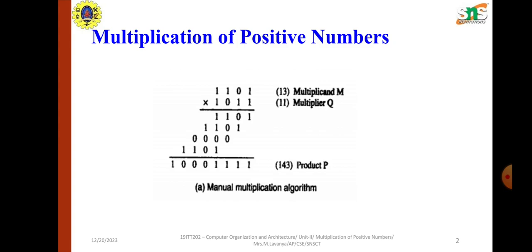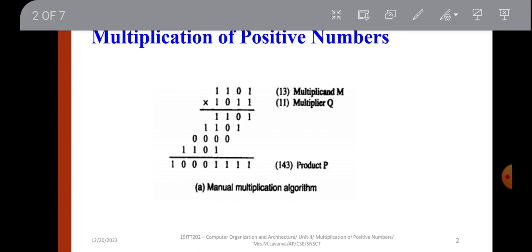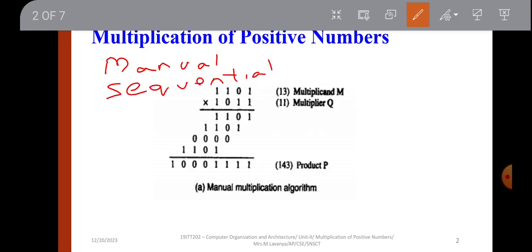We are going to see about multiplication of positive numbers. In this, the multiplication can be performed by humans manually, and in the system the multiplication will be performed in a sequential way. Today we are going to take a problem with both positive numbers, and we are going to solve it manually and sequentially.